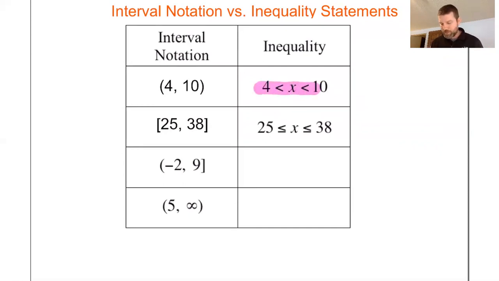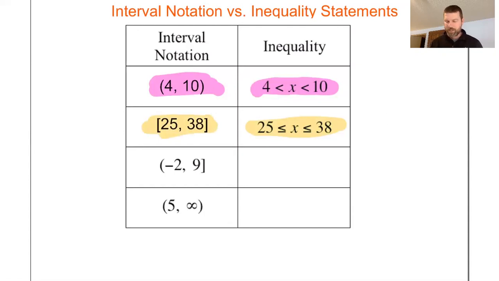So for instance, the inequality x is between 4 and 10, non-inclusive, meaning x can't be 4 or 10, would look like this in interval notation. If, on the other hand, I had an inclusive inequality, like this, x is between 25 and 38, including 25 and 38, it looks like this in interval notation.